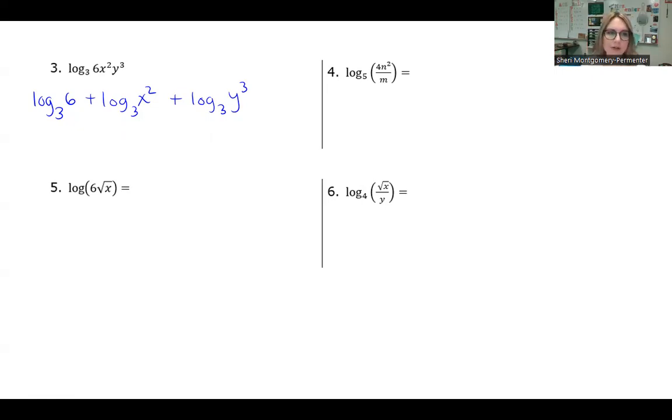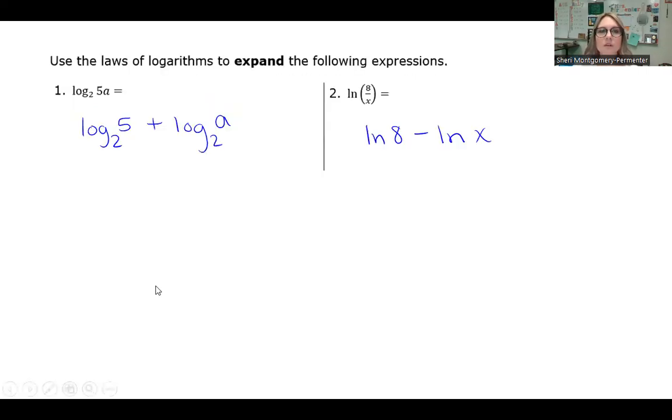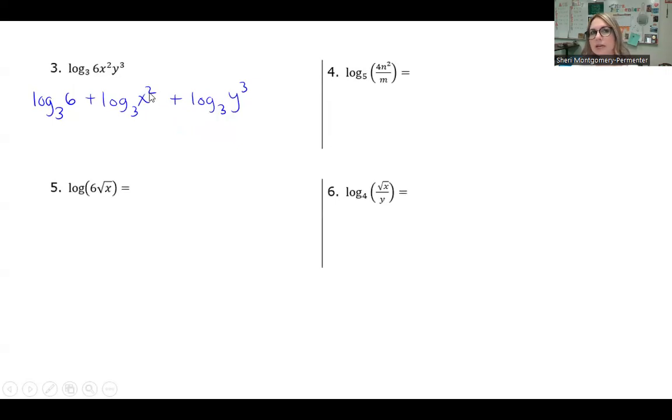This one has another layer to it. So do you see how I have exponents? I meant to put in our chart, so add that to your chart, that when you have an exponent, it comes out in front. And then when we get to the back and we are going to condense things, if you're multiplying, you can make it an exponent. So do you see how I have an exponent? Anywhere where I have an exponent, I have to rewrite it another time because these have to come out into the front.